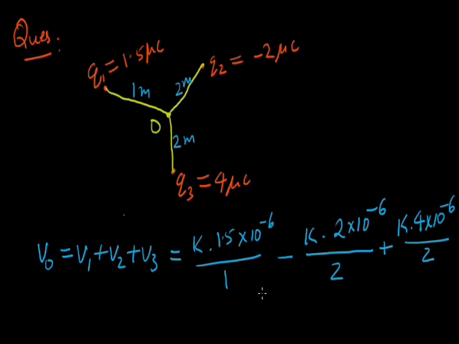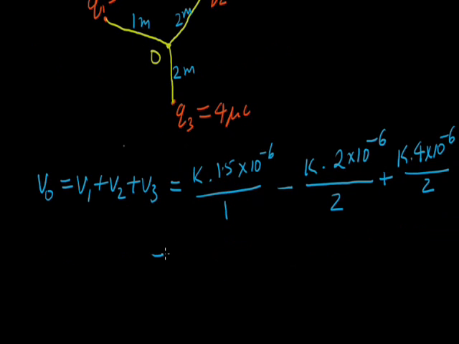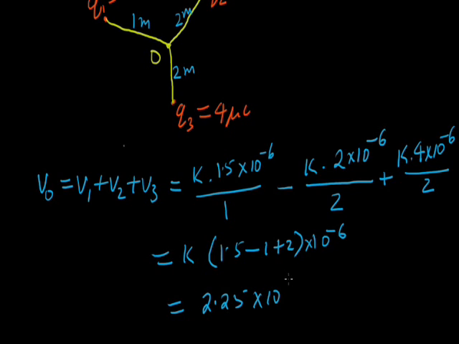KQ upon R. In the final expression, K will be common, 1.5 minus 1 plus 2, and 10 to the power minus 6 will also be common. So we'll get the answer. Potential at point O because of these three charges is 2.25 into 10 to the power 4 volt.